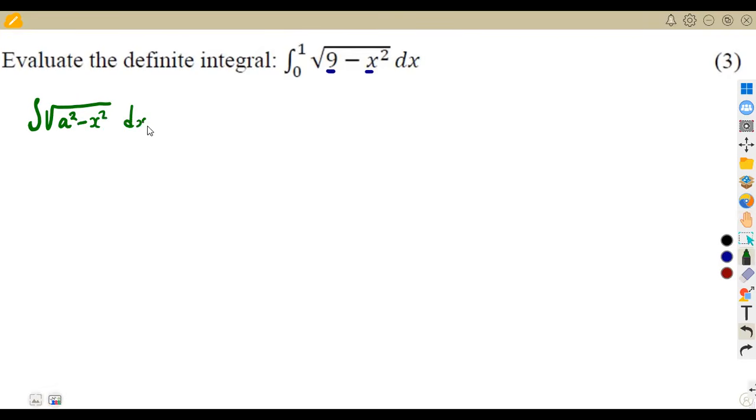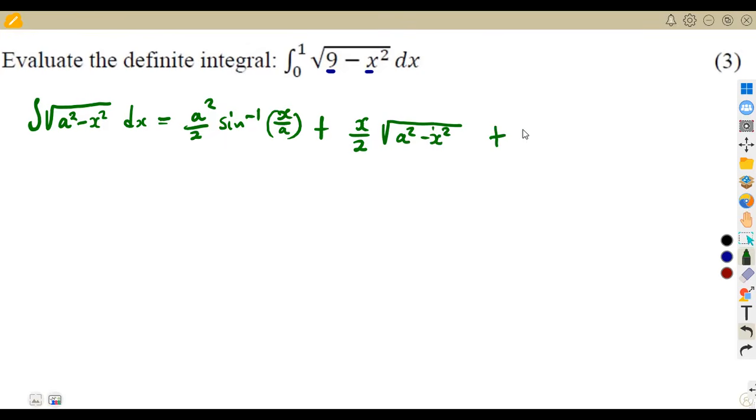This type of integral is given as a squared over 2 arc sine of x over a, plus x over 2 into the square root of a squared minus x squared, plus the constant of integration. That's how we integrate every type of this expression under the square root. So there are different types that you have to work with.